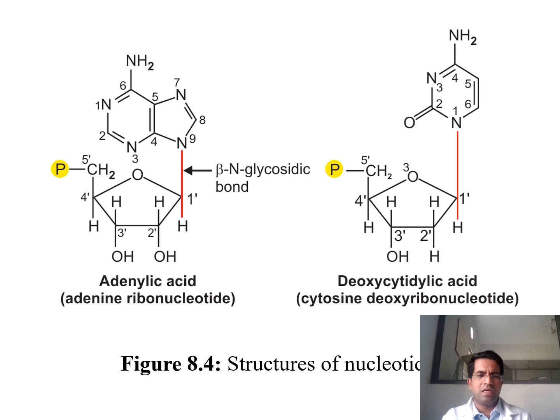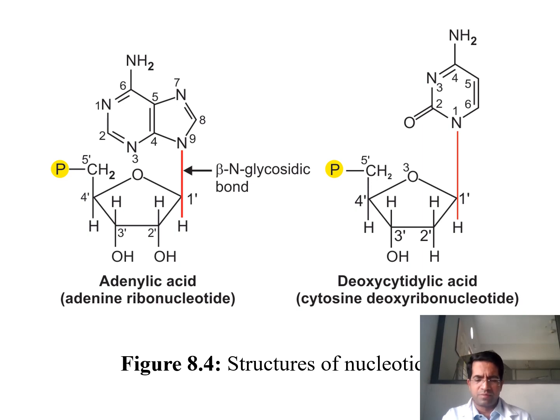And in this you can see the N-glycosidic bond. The 1 prime carbon of ribose is linked to N9 of the purine ring. Otherwise, the first carbon of deoxyribose is linked to the first nitrogen of the pyrimidine ring. If you add one phosphate group to this, it becomes a nucleotide. If only the nitrogenous base and sugar are present, it is a nucleoside.